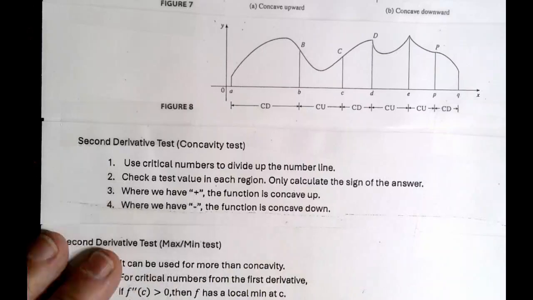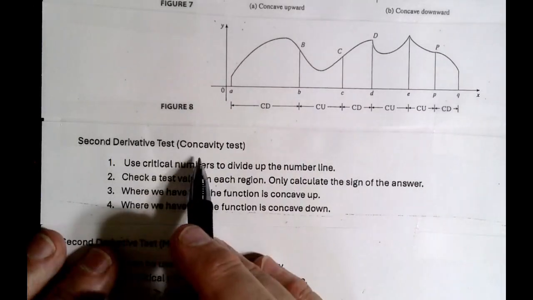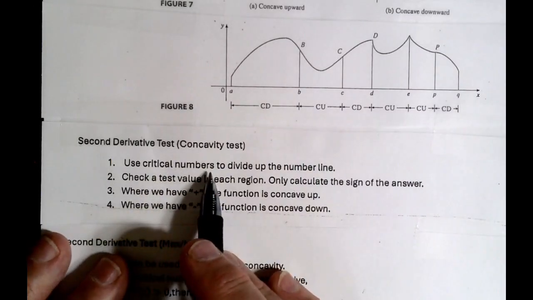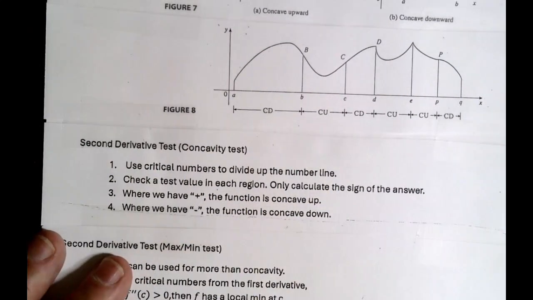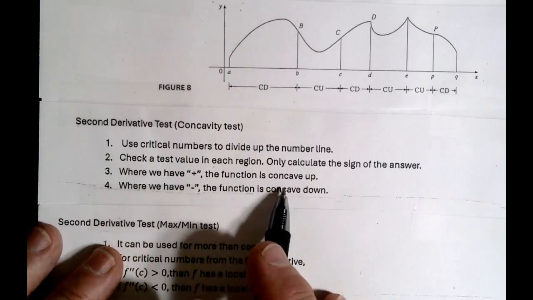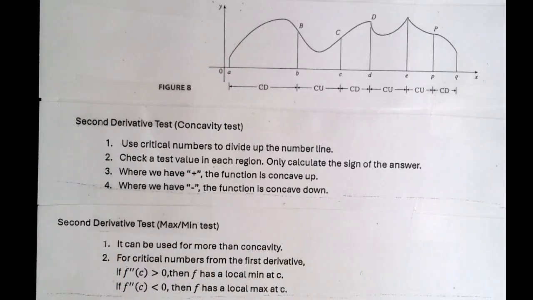So now the second derivative is just like the first. You take the second derivative, set it equal to 0, divide up your number line, and check a test value in each region, and you only care about the sign. And where you have a plus, that's concave up. Where you have a minus, it's concave down.